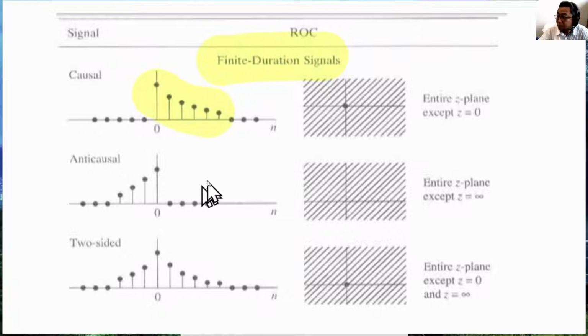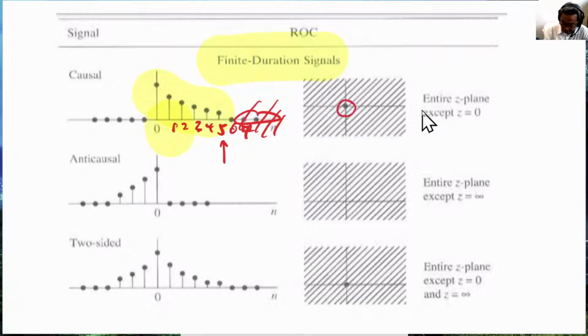In this example, we have some values from n equals 0, 1, 2, 3, 4, 5, and then for the values 6 and 7 onwards, the sequence is 0 and remains 0. So this is a right-sided signal, or called a causal signal, and it's finite duration because after a fixed n in this particular example, the rest of the values are 0. The region of convergence then is actually the whole of the Z plane except the origin.